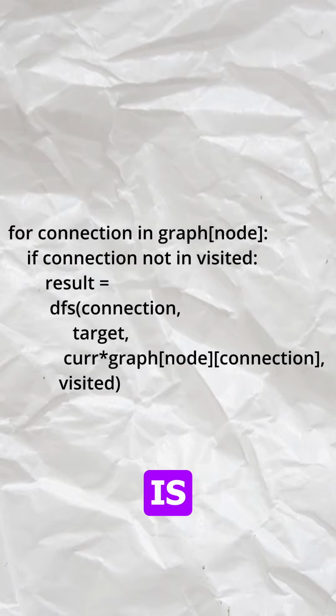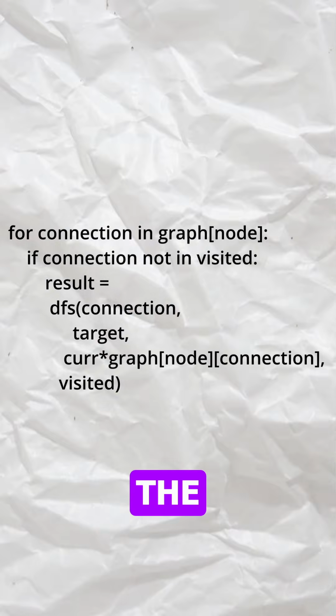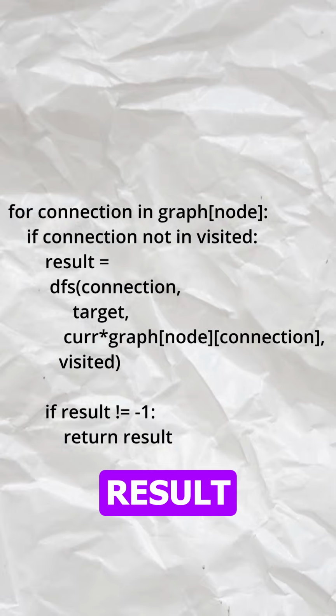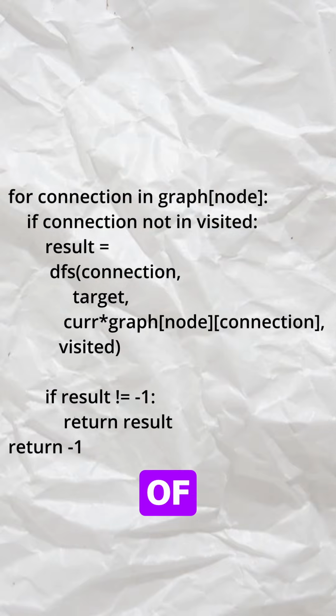Then we have to check all the children of the node. So if the connection is not in the visited set, we recursively run the DFS algorithm and record the result in the result variable. If the result doesn't equal -1, we return it. And finally, add a default return of -1.